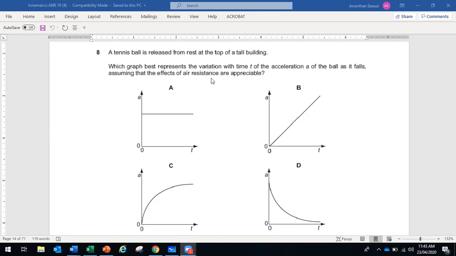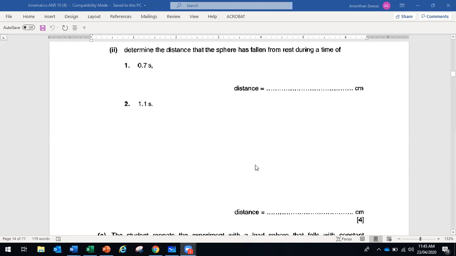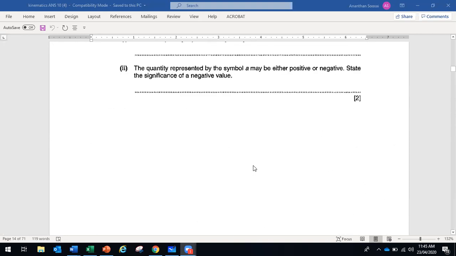If they say air resistance neglected in this question, which one is going to be the answer? A. So good. A is the answer without air resistance. With air resistance, D will be the answer. Okay, good. Go down. We go to more questions. Give a try for the graph.